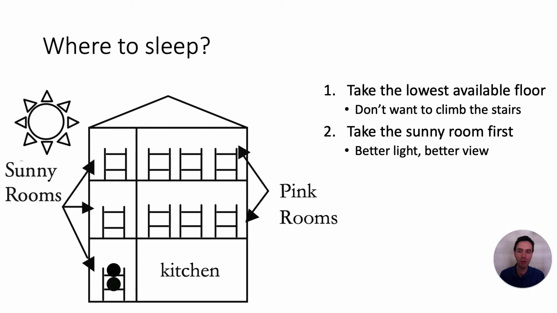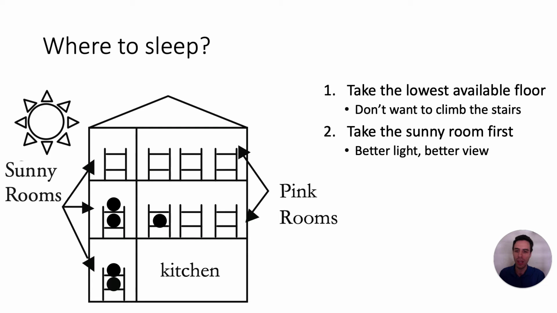Well, the sunny room is nicer. There's better light, there's a better view at the nice windows, so the third person is going to take the sunny room before the pink room. It's a little bit nicer. After that, the next person, there's still room in the sunny room, so we can be there, but now the person number 5, there's no more room in the sunny room, so they'll still be on the second floor in the pink room.